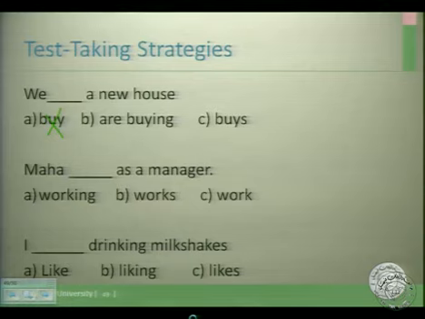We a new house. We buy, now we do not use s with we. So it is we are buying a new house. It means we are in the process of buying a new house.